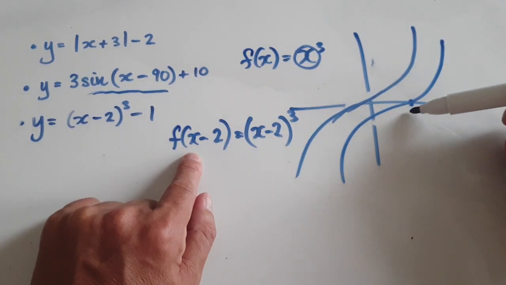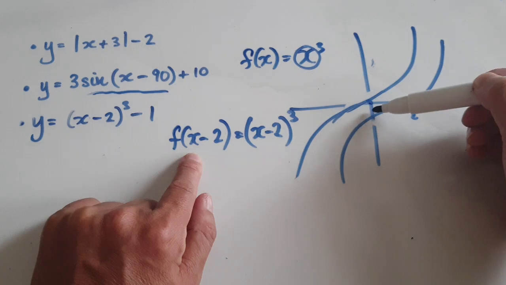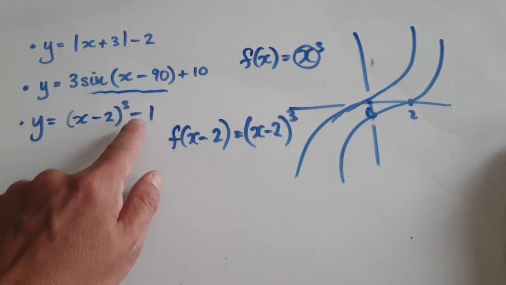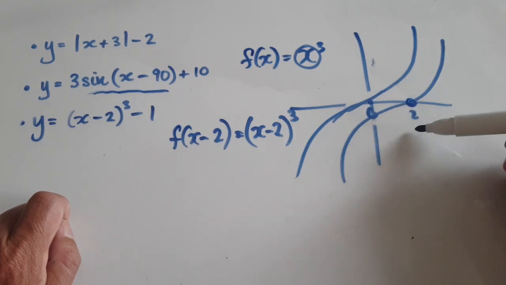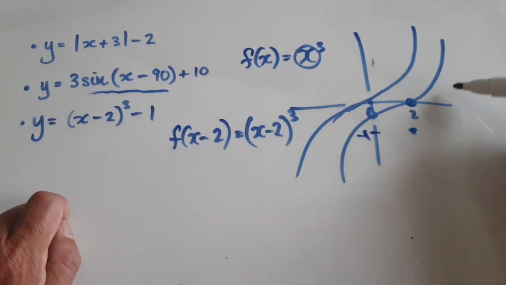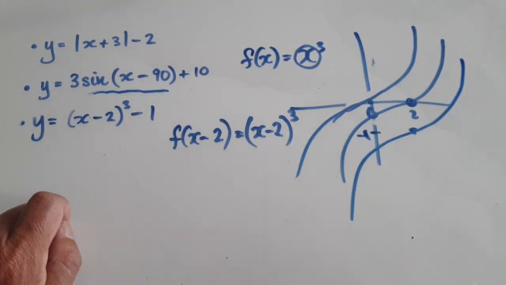So now this is 2. Previously it was at 0. And then we just need to drag down by 1. So let's use this as a reference point. Move it down by 1. So this is negative 1. So now it will look like this. Okay.